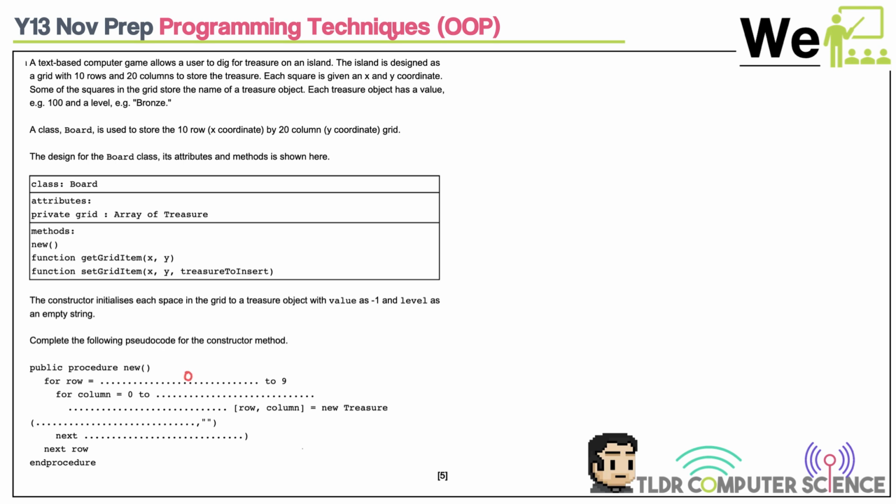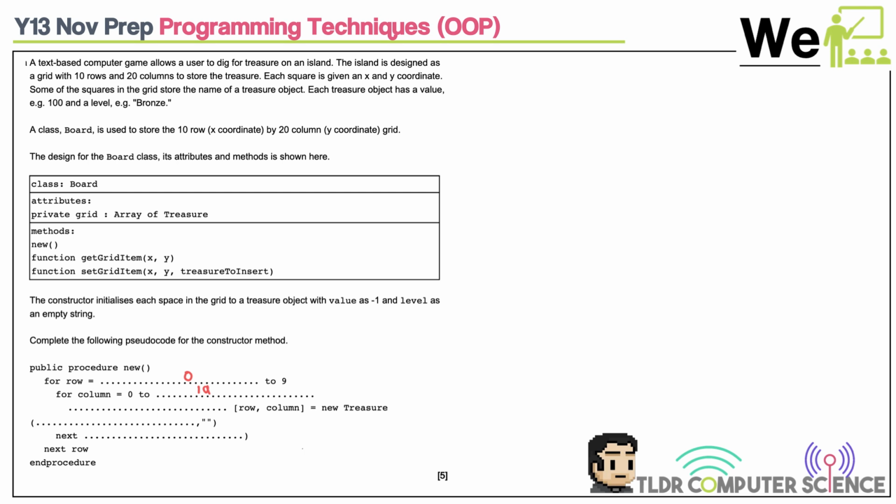What about these columns? 0 to 19, right? Because there's 20 columns. So what's going to happen is these nested iterative loops mean that you're going to step through every single one. You can start at row 0, go from 0 to 19. Row goes to 1, 0 to 19, 2, 0 to 19, etc. until you've gone through them all.